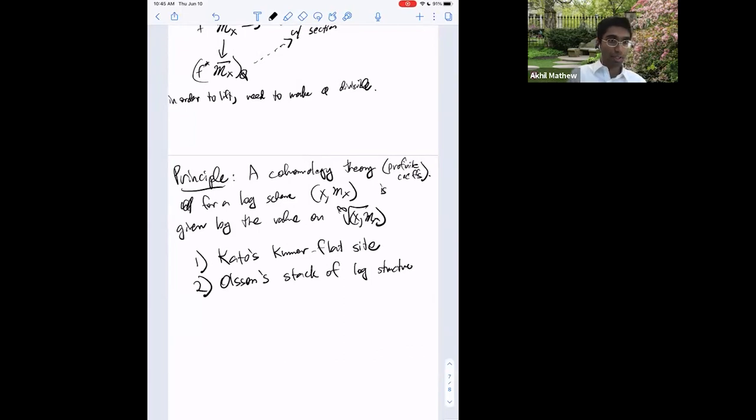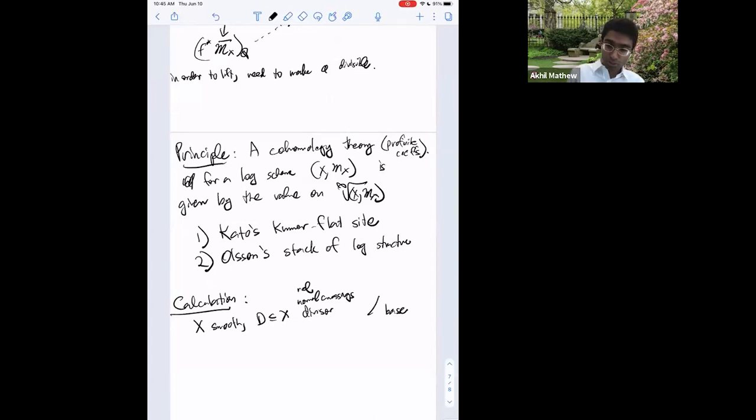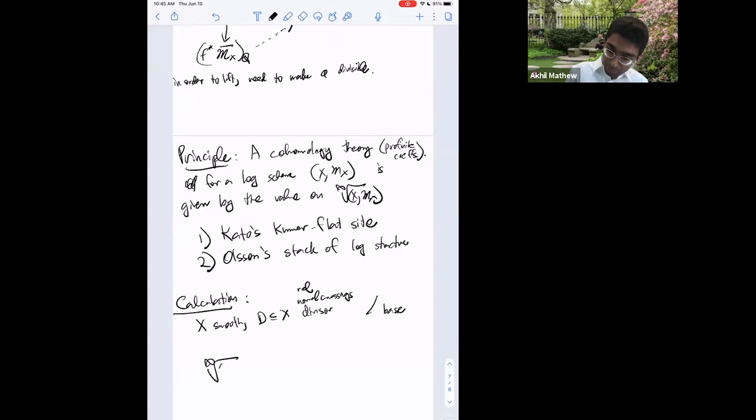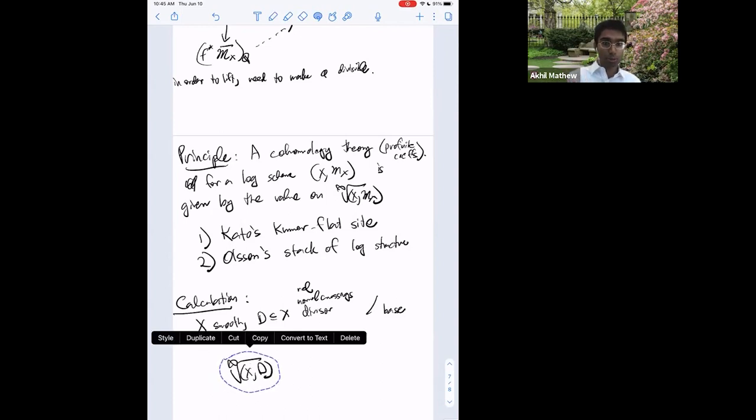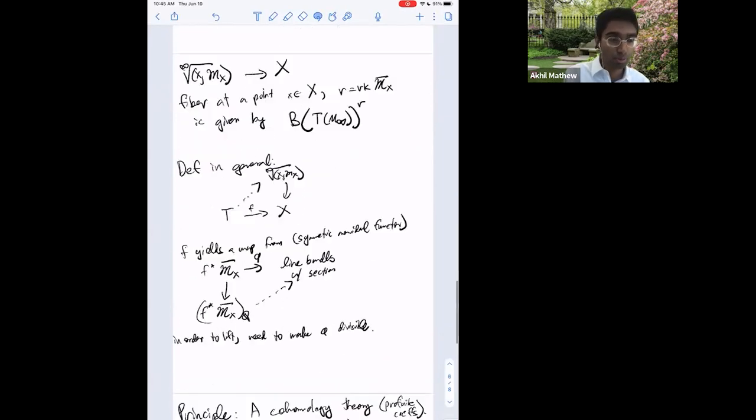But basically the example I wanted to give as an illustration of this principle is the following calculation. Let's consider the case where X is smooth and D sitting inside X is a normal crossings divisor. I guess it's a relative normal crossings divisor if we're over some given base. Now if you consider the infinite root stack of (X, D), I should say this is not quite an algebraic stack, because you get these big stabilizers, but it's not so far from one.